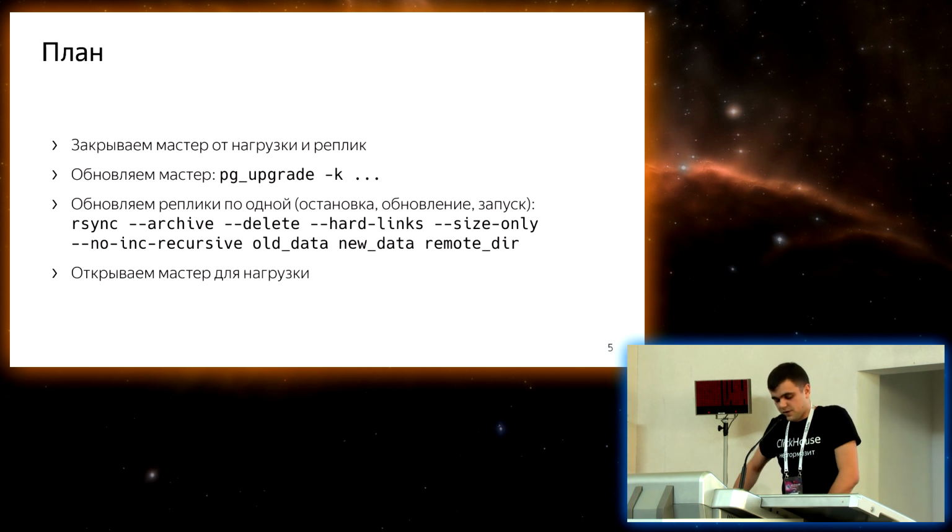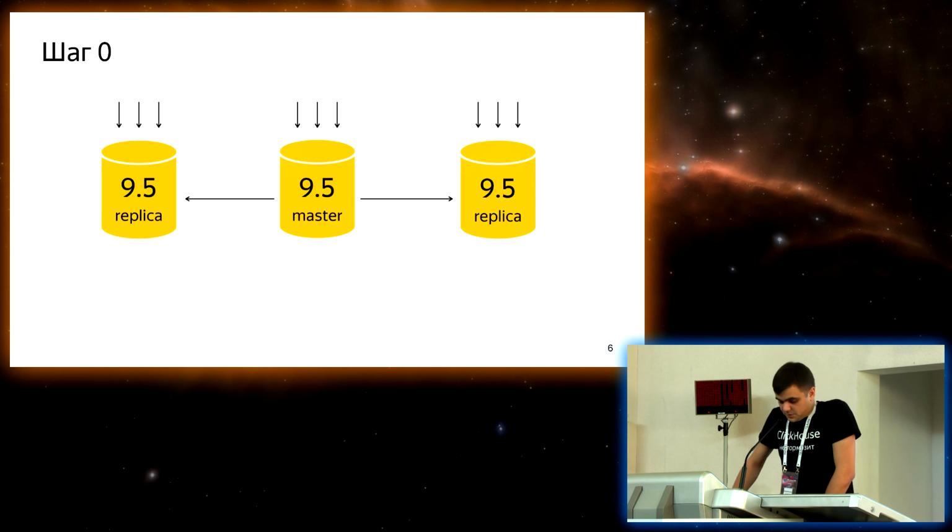Now, let us look at a tentative update plan. Here you act in accordance with the manual for pg_upgrade. First, you close the master from the load and from the replicas. You update replicas using hard links, because there's a lot of data. You can afford to wait till the data is copied. Then you start updating the replicas one by one according to the manual. Here we see this magical spell for updating replicas, rsync, etc. And then you open up and you're done.